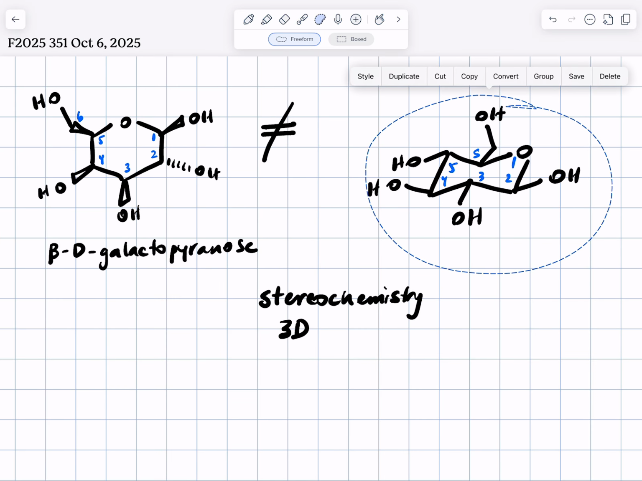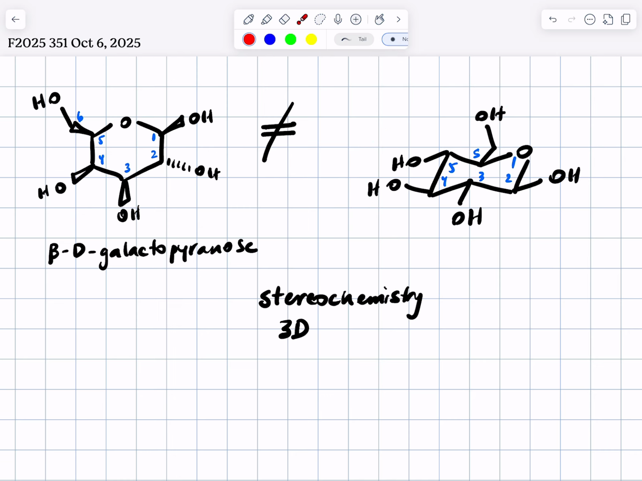And just to get our perspective right, this is the overhead view, and then on the right we have the side view. So if we want to get this overhead view, you have to imagine yourself looking down on this ring from above. Okay, so looking down on this ring from above, the OH group on carbon 1, is that up or down? You can tell it's up because it's a wedge. Okay, over here is the OH group on carbon 1, up or down?